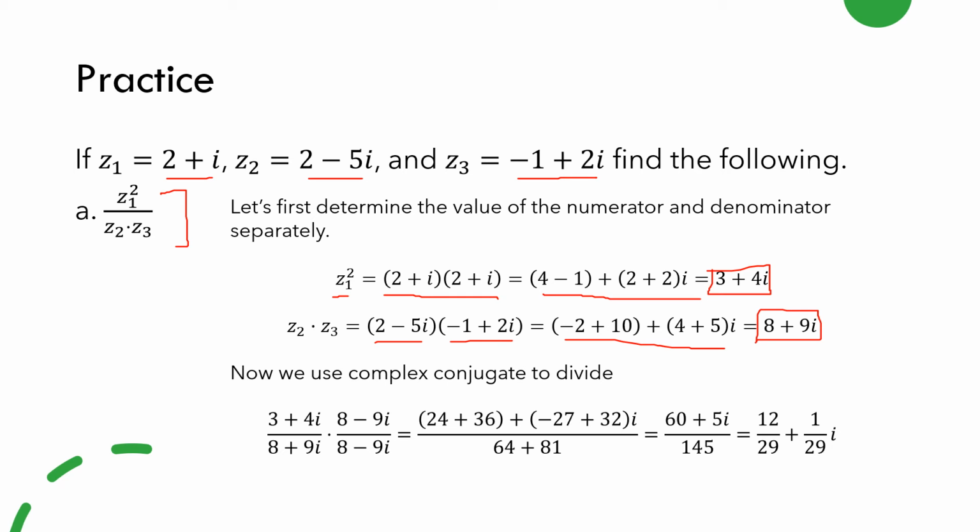From there, we find the division of these two things, and we use the multiply by the conjugate trick. The denominator is 8 + 9i, so we multiply by 8 - 9i on the numerator and denominator. Simplifying it out, we get (60 + 5i)/145. We can simplify that a little more and get 12/29 + 1/29 i. And so that's our result.